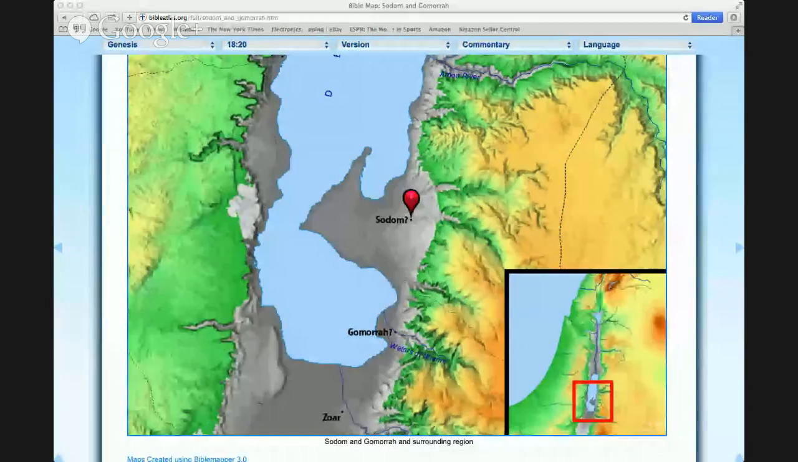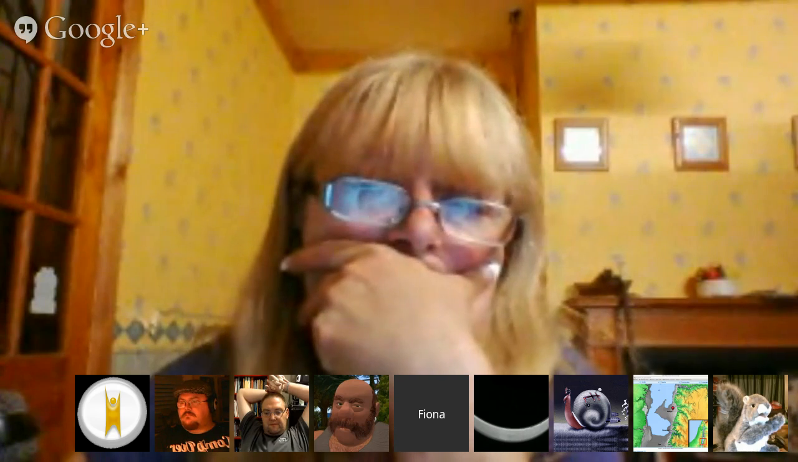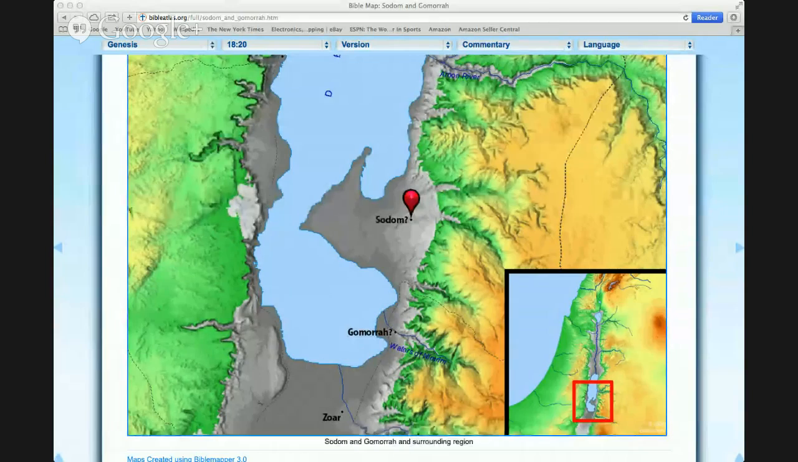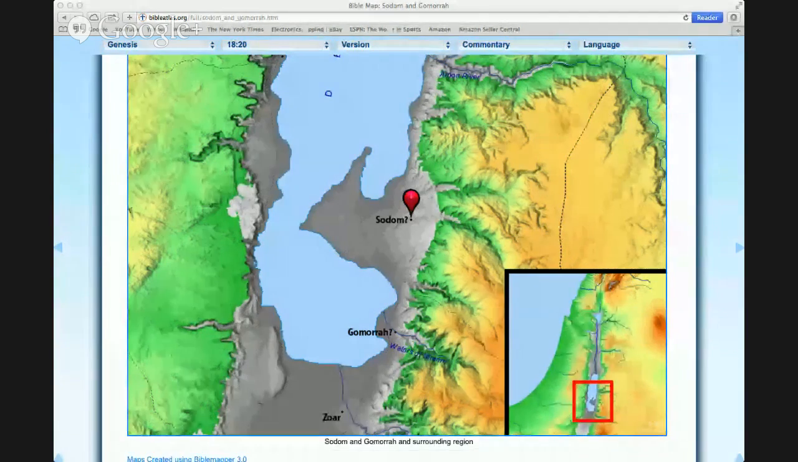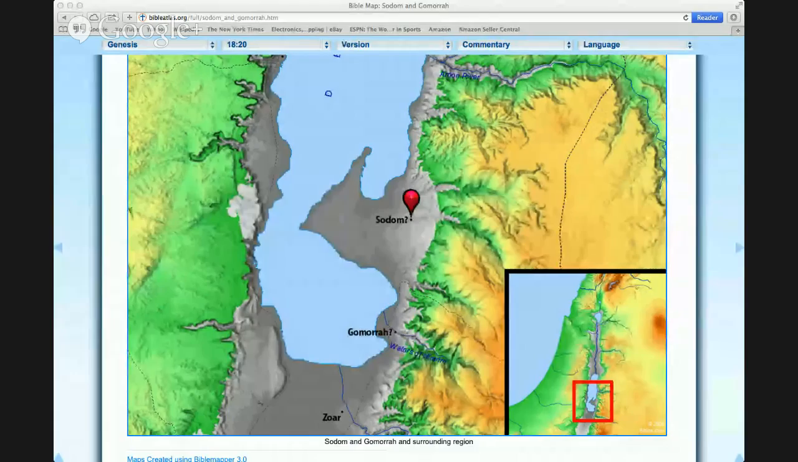So I guess Gomorrah and Sodom were about 9 miles apart? For 6 hours at 3 miles an hour, that would have been about 20 miles. I keep forgetting I'm an American. Anybody need kilometers? Because I can't help that.